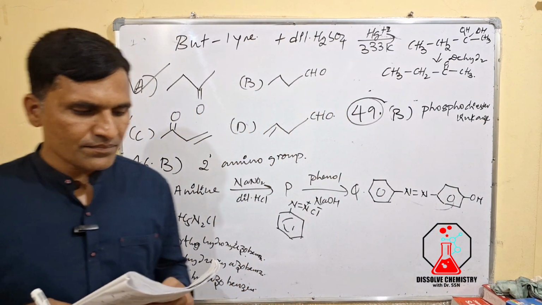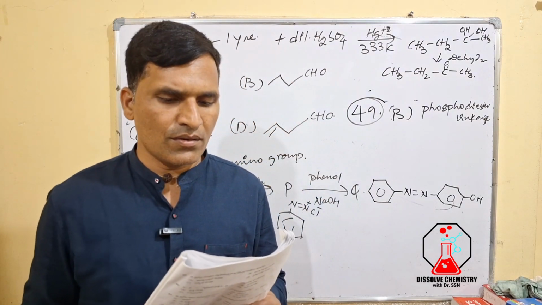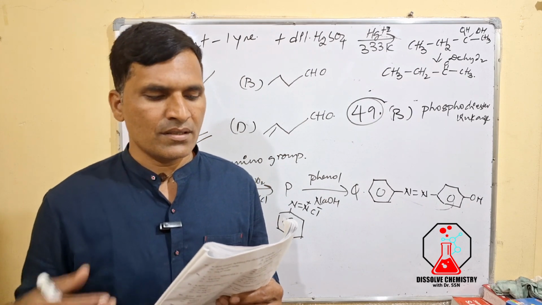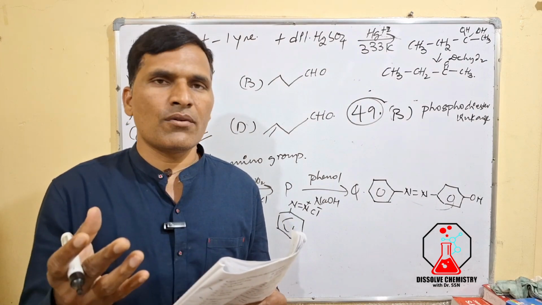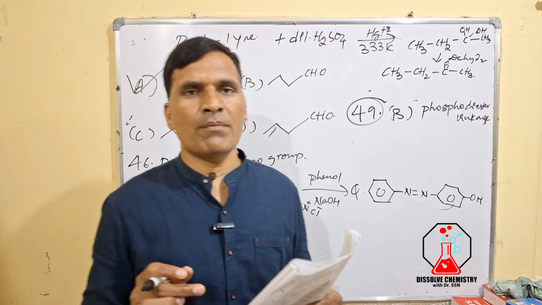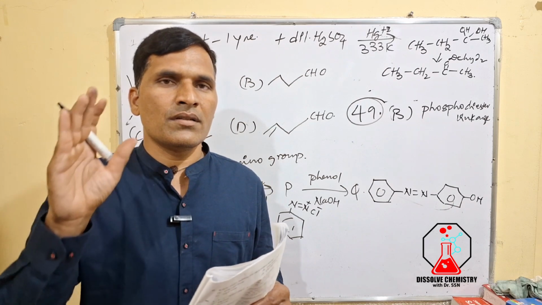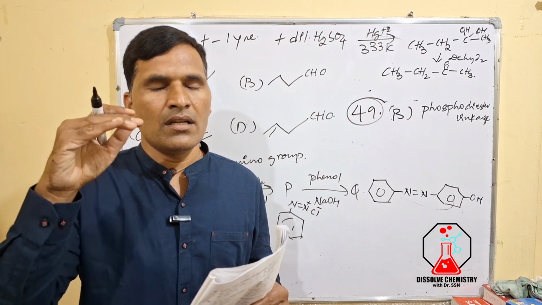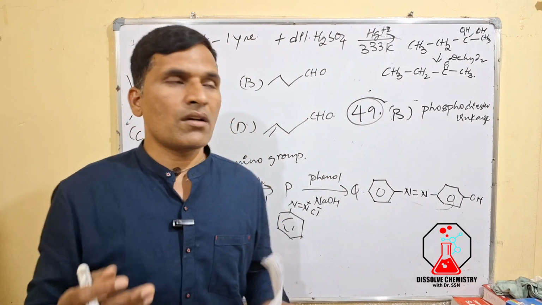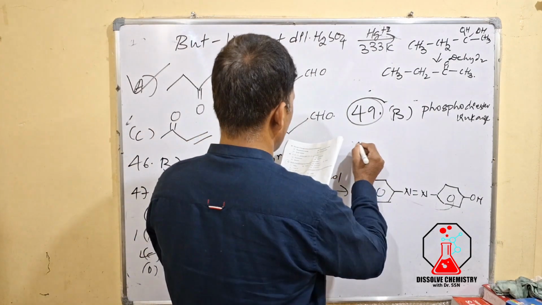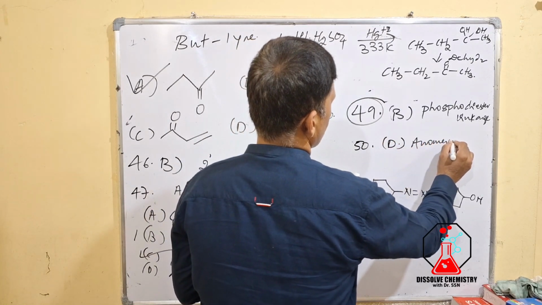The next, 50th question. Alpha-D-plus-glucose and beta-D-plus-glucose are enantiomers, conformers, epimers, anomers. In both cases they differ in the position. Alpha and beta represent the configuration of carbon number 1 in cyclic glucose. In carbon number 1, there is a hydroxy group. If it is on the right side, it is called alpha. If it is on the left side, it is called beta. So both are called what? Anomers. And your option for the 50th question is D option, that is anomers.